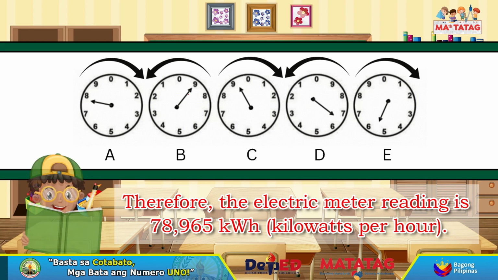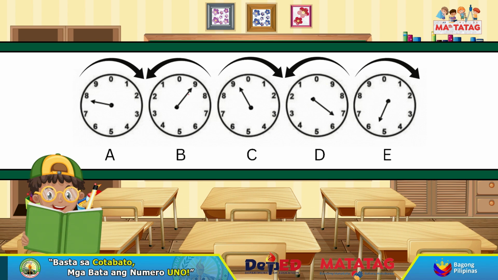Therefore, the electric meter reading is 78,965 kilowatts per hour. Did you arrive at the same answer? If yes, keep it up. If not, it's okay. We still have another activity later.